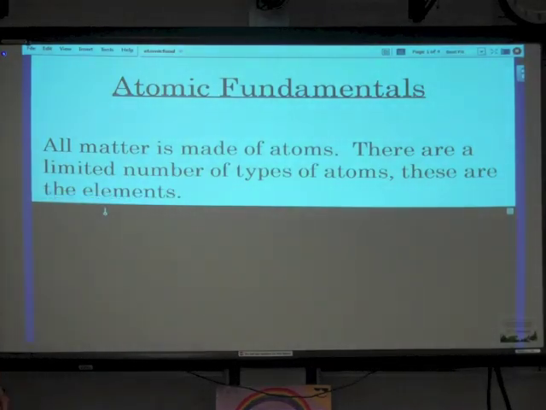So hopefully most of this is going to be a review for you. All matter is made of atoms. Matter, of course, is anything that has mass and volume. There are a limited number of types of atoms that naturally occur. And we call these the elements.